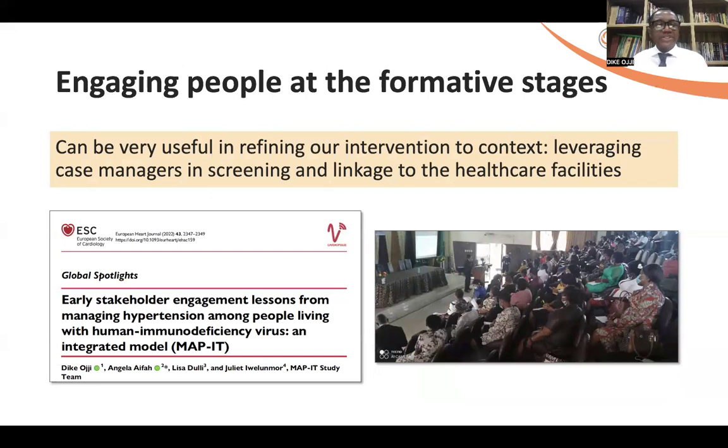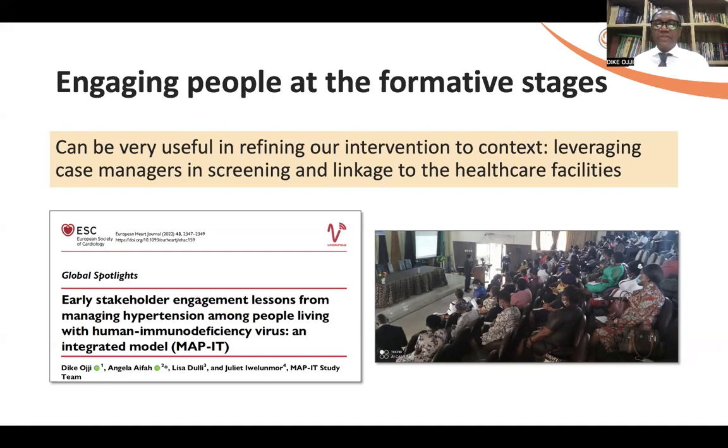Engaging people at the formative stages cannot be overemphasized, and it can be very, very useful in refining our intervention. I remember our experience in managing hypertension in persons living with HIV, and when we engaged the different stakeholders, as you can see, a large number seated, including nurses, community extension workers, persons living with HIV, and so on and so forth. One key thing that came out was that we have to have a way of disseminating the information around checking blood pressure, visiting the facilities to do so, to the people in the community.